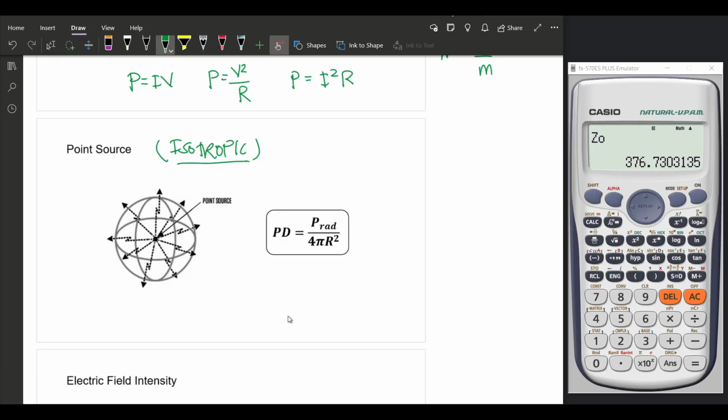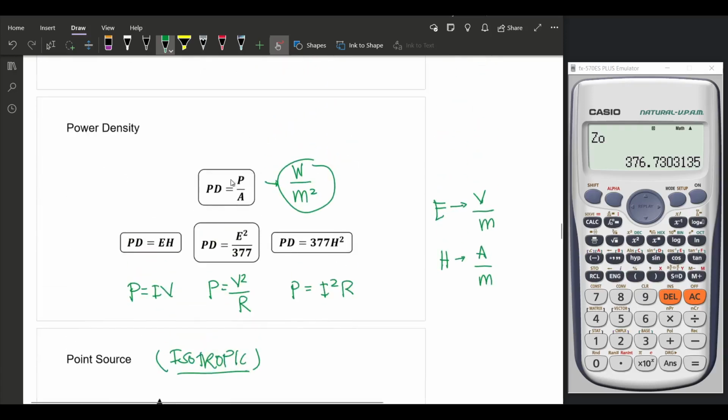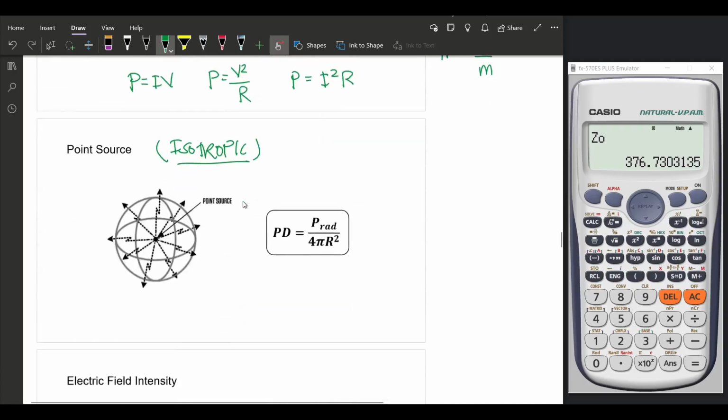If you are going to compute for the power density, kasi ina-assume natin minsan na parang point source yung source ng signal, we can use this derived equation for the power density. In-expand lang yung formula. Kasi ang general formula to compute for the power density is the power all over the area. So if it is an isotropic source or a point source, or kung given yung power and yung distance between the source, then you can compute the power density using this equation.